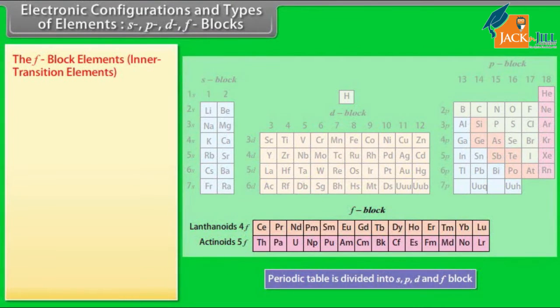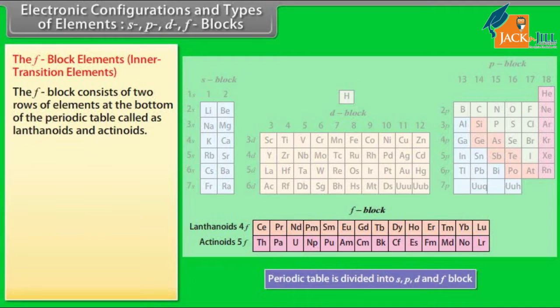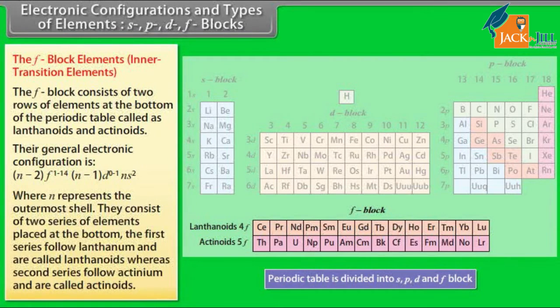The f block elements, inner transition elements. The f block consists of 2 rows of elements at the bottom of the periodic table called lanthanoids and actinoids. Their general electronic configuration is given, where n represents the outermost shell. They consist of 2 series of elements placed at the bottom. The first series follows lanthanum and is called lanthanoids, whereas the second series follows actinium and is called actinoids.